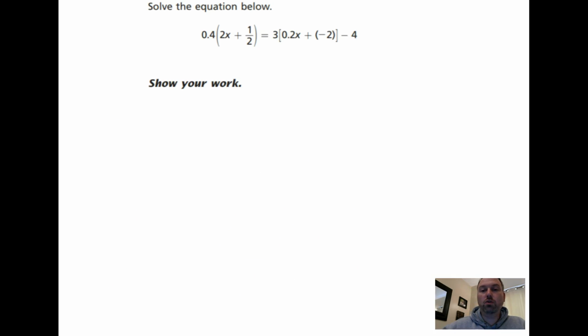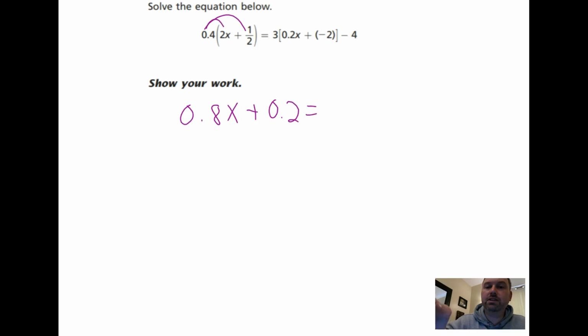Once again, there's just some distributing going on. In this case, I'm going to distribute 0.4 times 2x and 0.4 times 1/2. So 0.4 times 2x is 0.8x. And 1/2 is like saying 0.5, so 0.4 times 0.5, you have a calculator, and you get 0.2, equals.